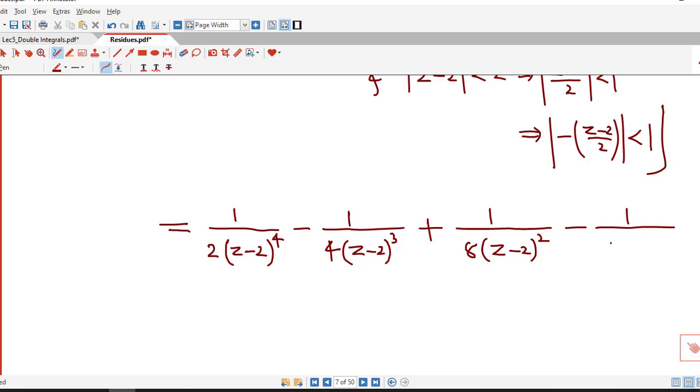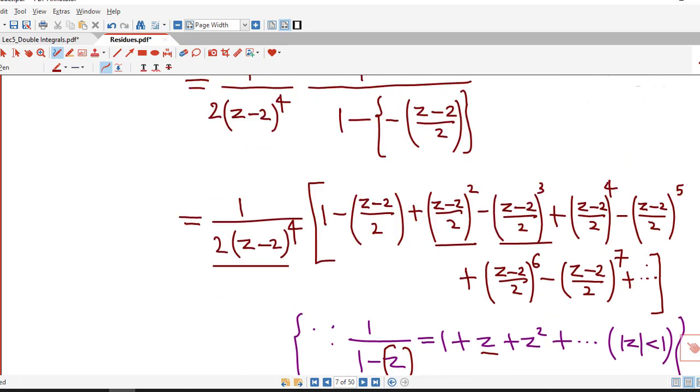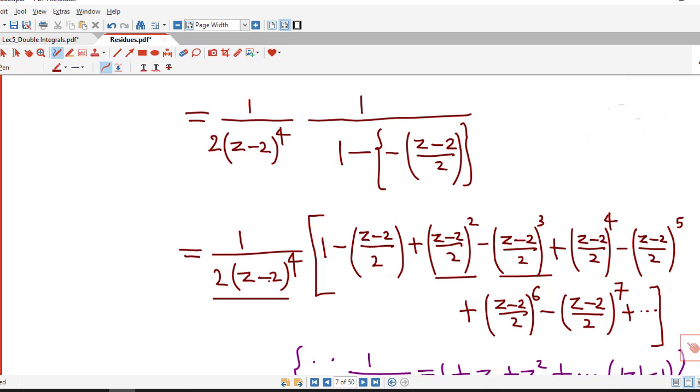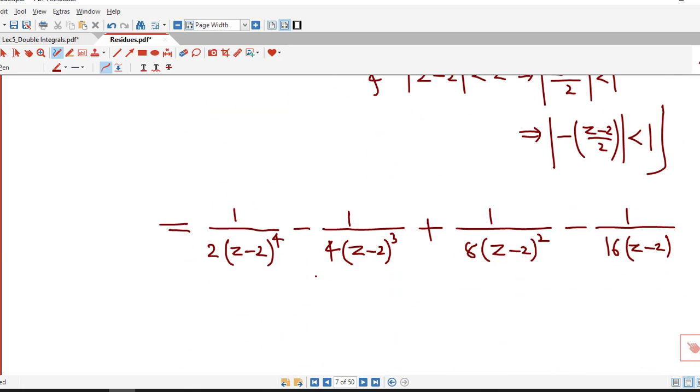minus 1 over 16 z minus 2, because this z minus 2 cube divided by z minus 2 raised to 4 is equal to 1 over z minus 2, and 2 raised to 3, 8 into 2, 16, and this negative sign. Similarly here we have z minus 2 raised to 4, that will cancel out this, and we are left with 1 over 16 into 2, that is 32. So plus 1 by 32 only.